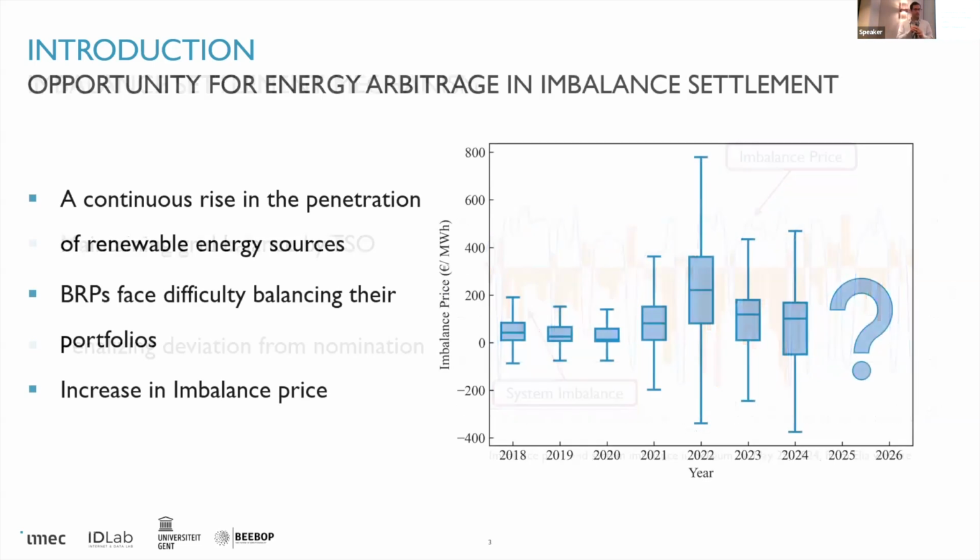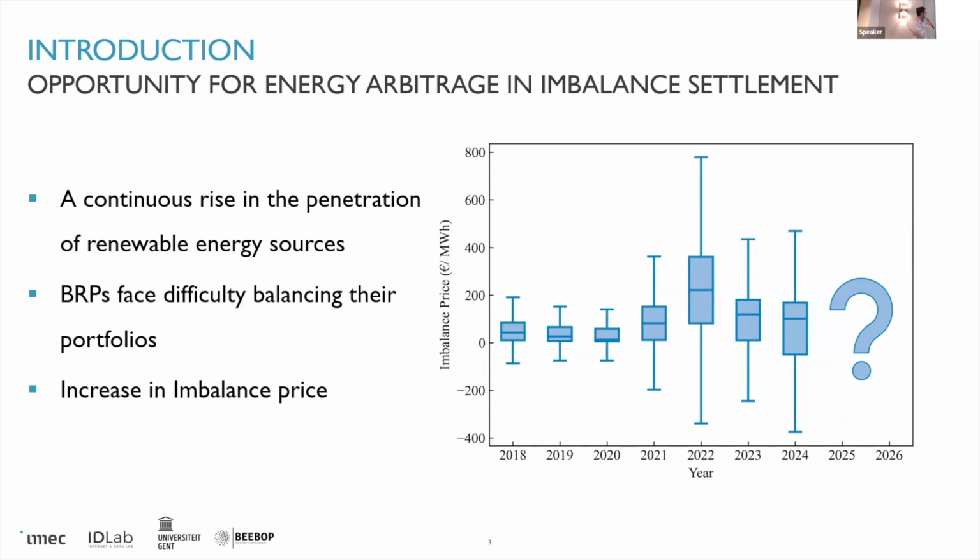But this trend will become even worse because of the continuous rise in the penetration of renewable energy resources. As you know, renewable energy resources add more uncertainty to the generation. Because of that, BRPs will face even more difficulty balancing their own portfolio, and as a result, imbalance prices will increase even more than in this event.